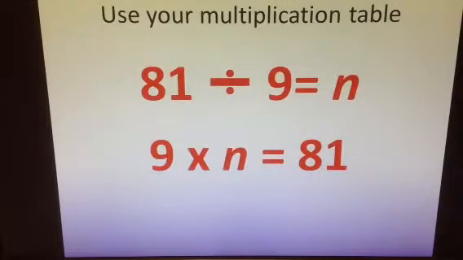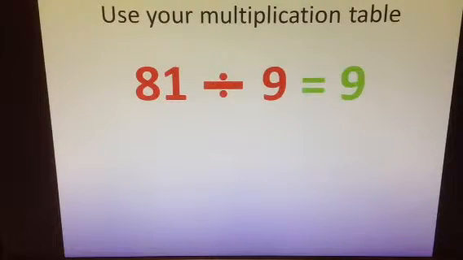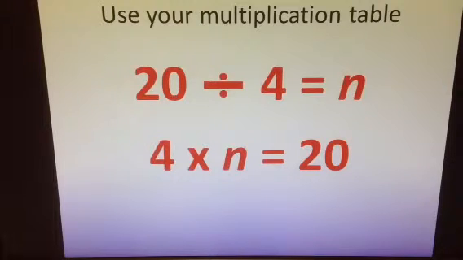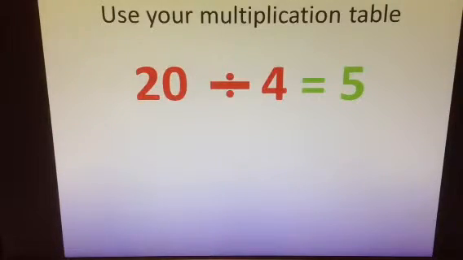How about this one? 81 divided by 9 equals a mystery number. 9 times a mystery number equals 81. 81 divided by 9 equals 9. One more. 20 divided by 4 equals a mystery number. 4 times a mystery number equals 20. 20 divided by 4 equals 5. 4 times 5 equals 20.